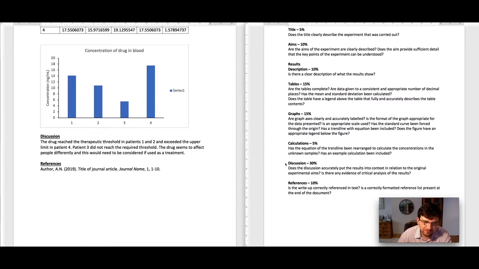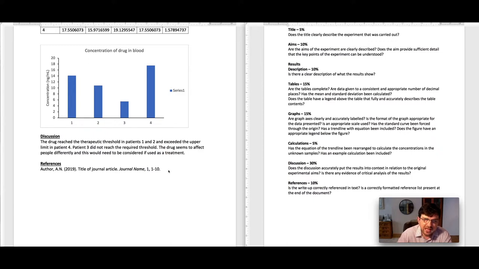The student has provided a reference and it is correctly formatted. So you should always provide the author or list of authors, the year the article was published, the title of the article, the name of the journal it appears in, the volume number and the pages. So this is a completely made up reference, but it just gives you the key points.